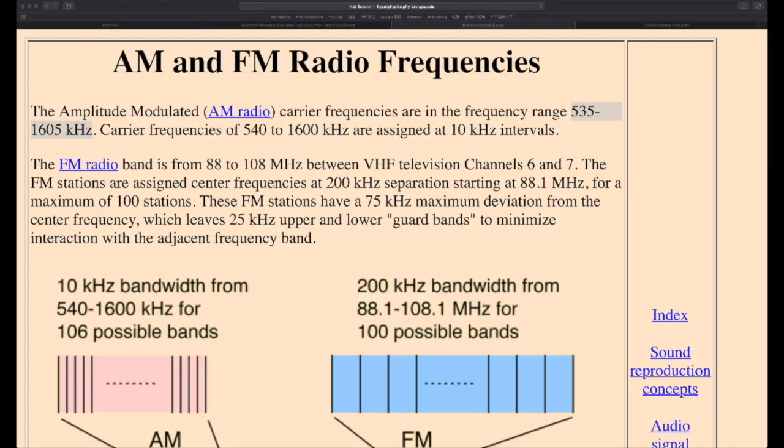To design a crystal radio, the first step is to consider what frequency range you need to tune your radio to. So we can look at this website. The AM broadcast radio band is 535 kHz to 1605 kHz.